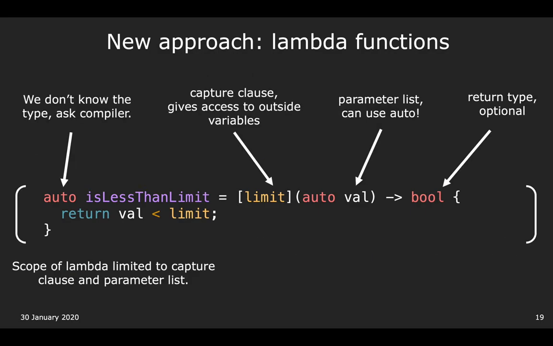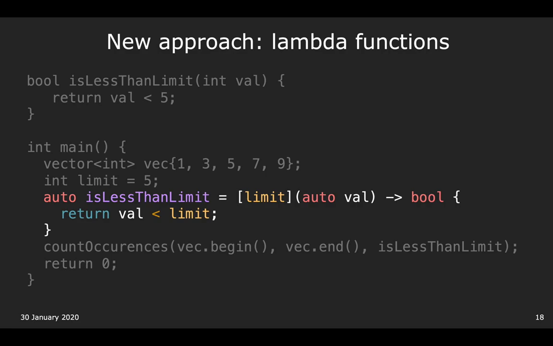Let's break this down a little more. Oh, that's a little overwhelming. Yeah, so here are the parts of the lambda. Let's go through this one by one. Let's start with the easiest one to discuss, this parameter list, auto val. Okay, so this parameter list over here, auto val, is the same thing as this int val over here.